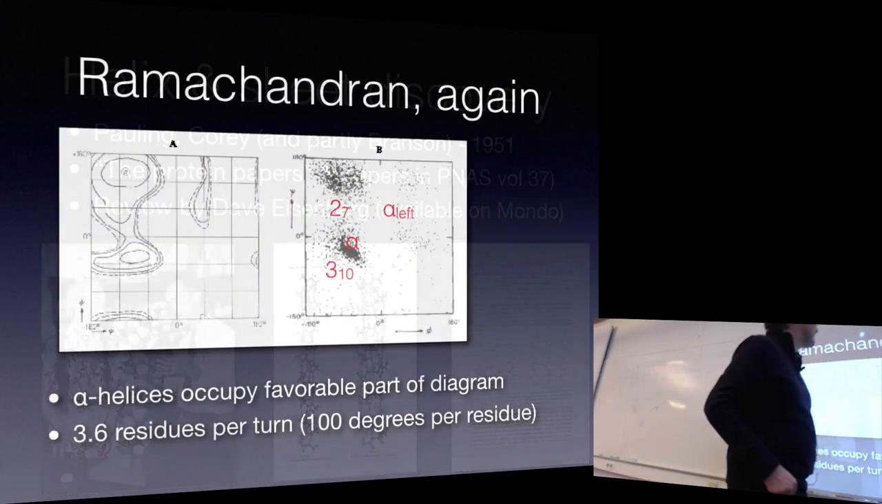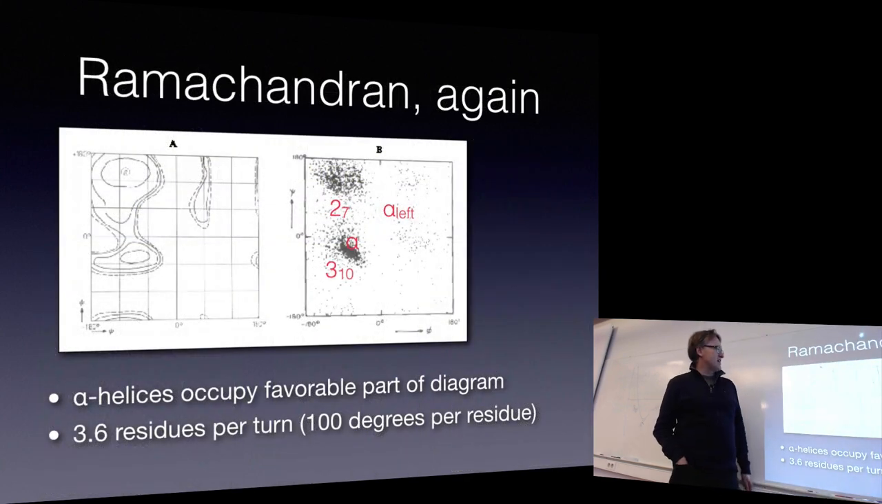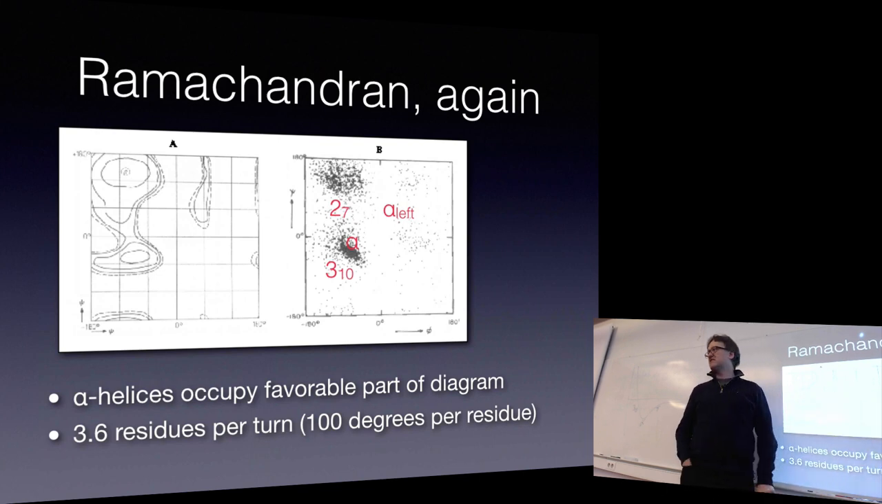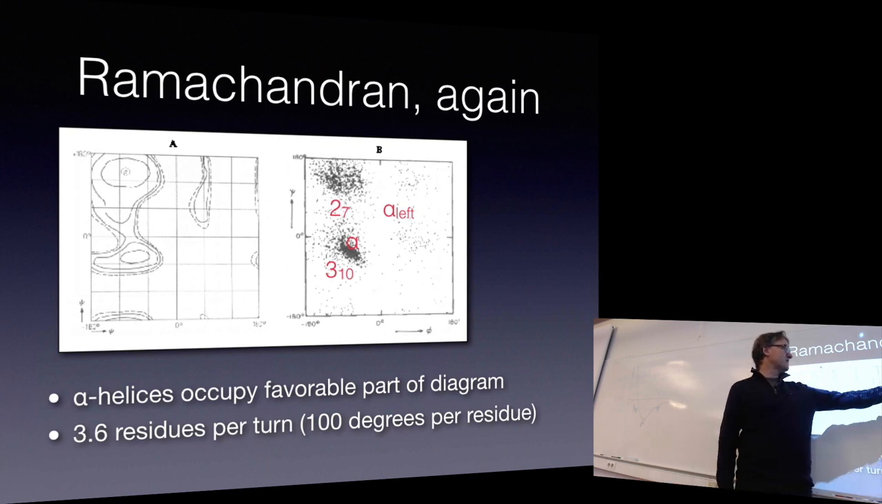So you can even place these different structures in the Ramachandran diagram, so that this is an alpha helix, 3-10 helices would be down here, and 2-7 helices, you see, don't exist. You could, in theory, imagine taking a helix and, rather than having it right-handed, making it left-handed, then it would be out there. It doesn't really happen either.